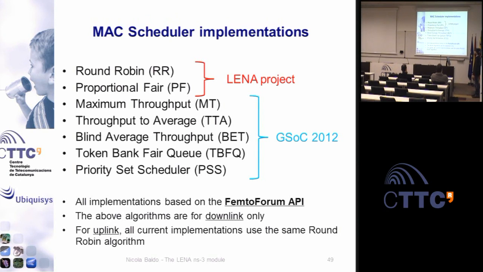And all these implementations are done on top of the femtoforum API. It is to be mentioned that the algorithms on the list are for downlink only. For uplink, all these implementations share the same round robin algorithm. The reason, for the first two algorithms, is our initial definition of requirements, that there was more interest in the downlink than in uplink, and also for the Google Summer of Code, the definition of the work to be done was done together with the student, and his research interests were more in the downlink than in the uplink.